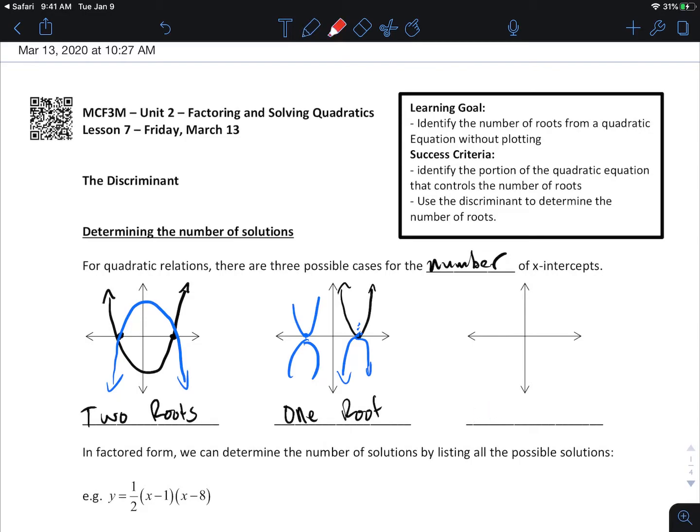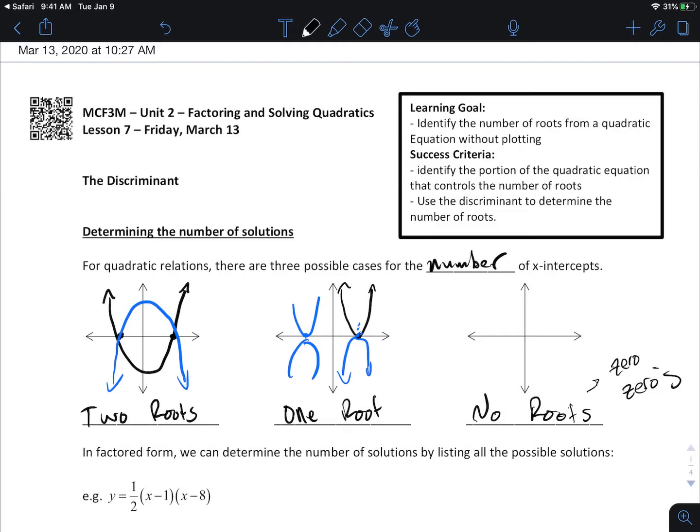It's not on what? Zero zeros. I like that. I'm going to write it down. Zero zeros, which means what? It's not on the x-axis. It doesn't touch the x-axis anywhere.